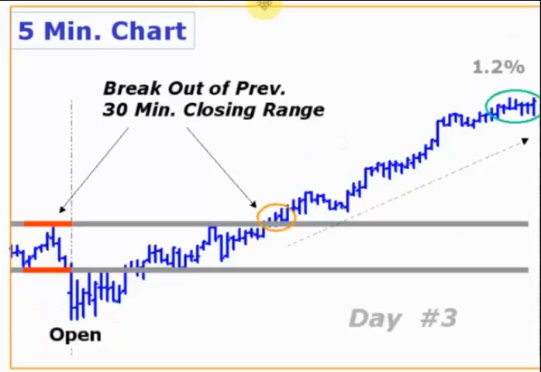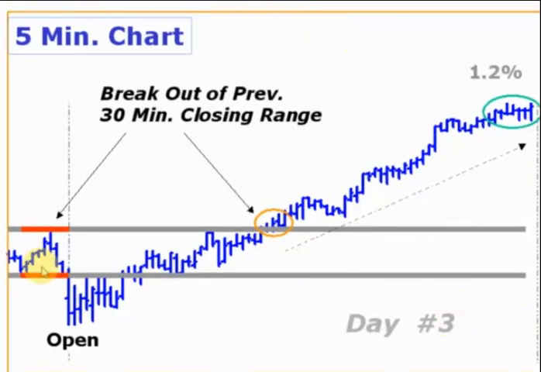Day 3. Now here's an example. Here's where day 2 closed. Here's an example where you got the open lower than the previous day's range. Started trading a little bit lower. The rule is no trades unless we're above the closing range.